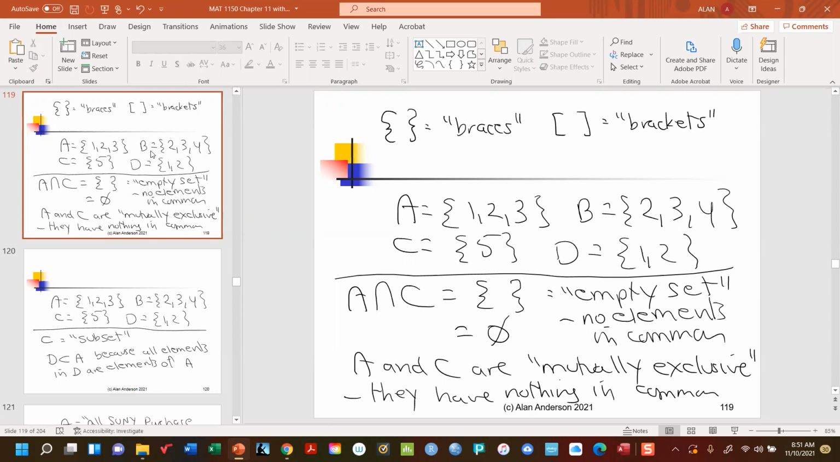Now, in this case, there's some special terminology that we need to know. Two sets like this that have no elements in common are said to be mutually exclusive. So you can probably think of a lot of examples of this, like the odd and the even numbers are mutually exclusive. Let's say the teams in the American League and the teams in the National League are mutually exclusive. It's not that difficult to think of examples of two sets that are mutually exclusive. It just means they have nothing in common.